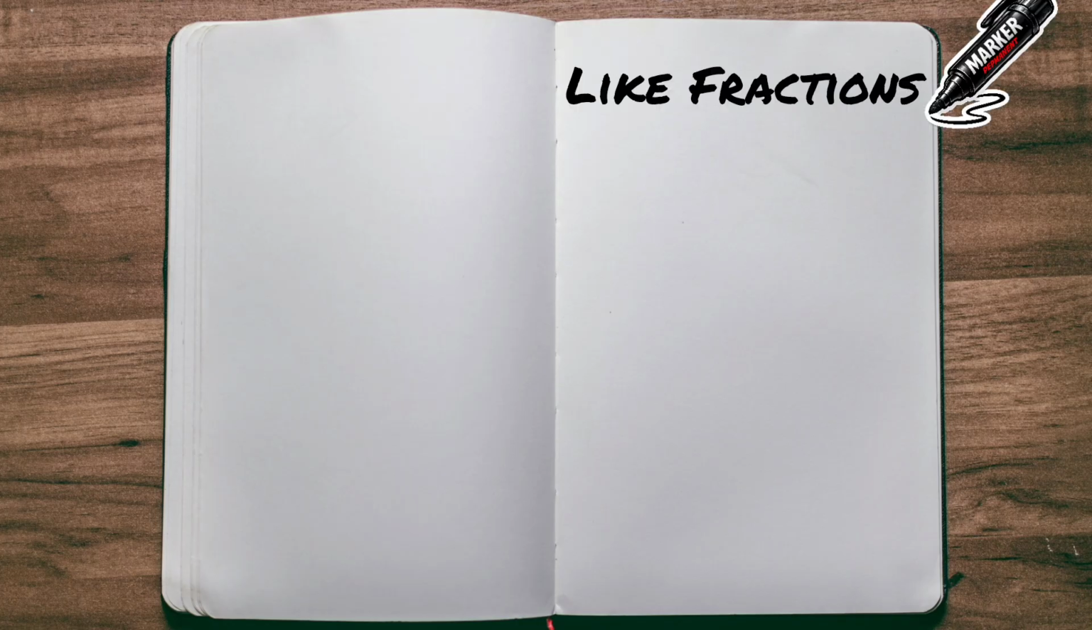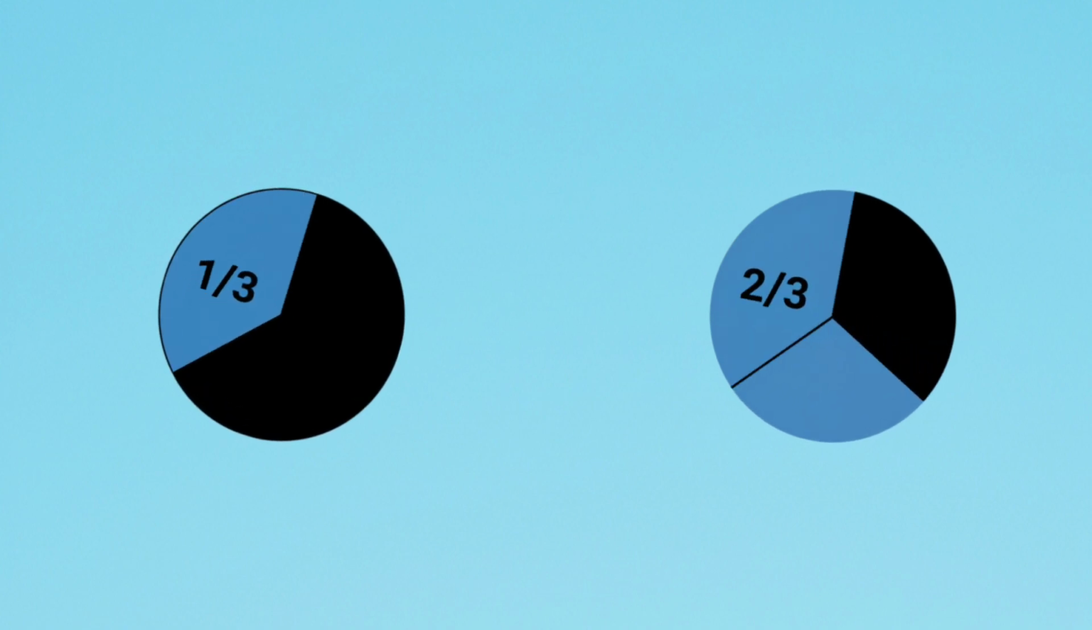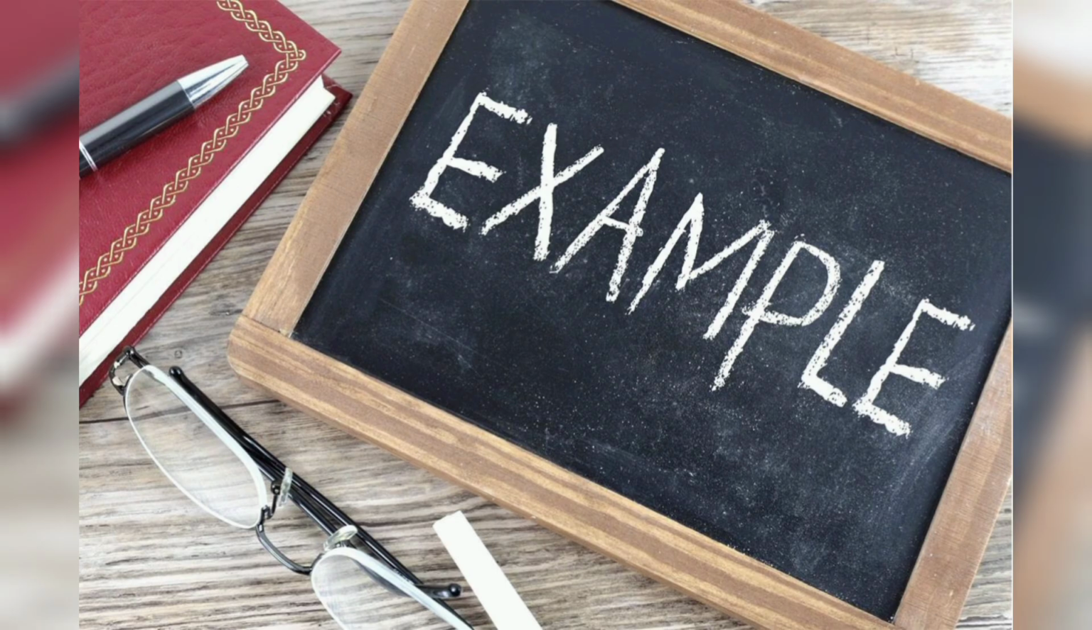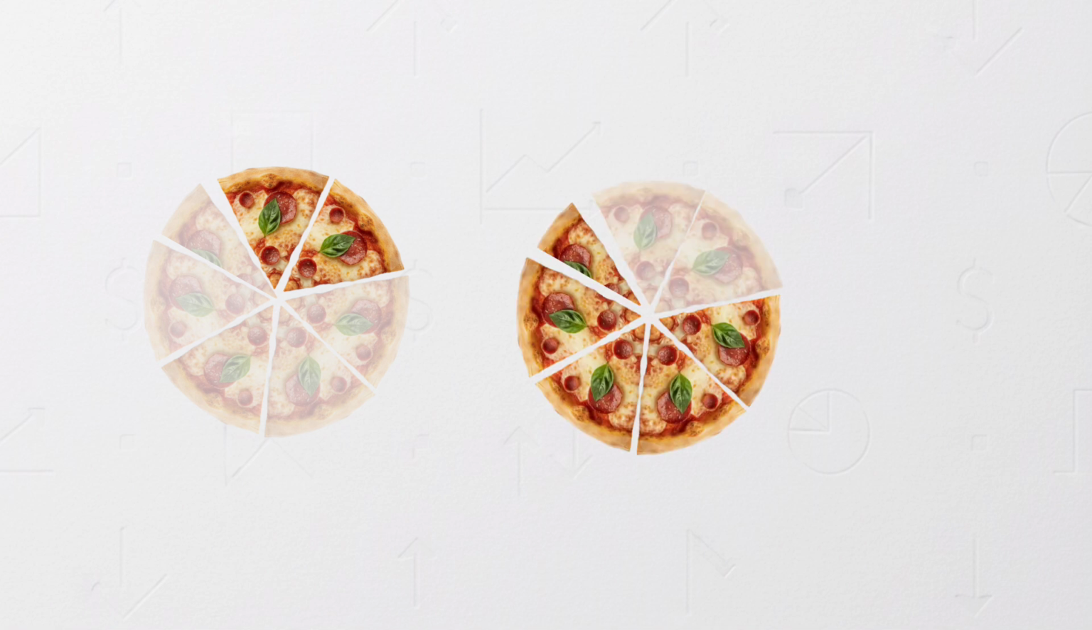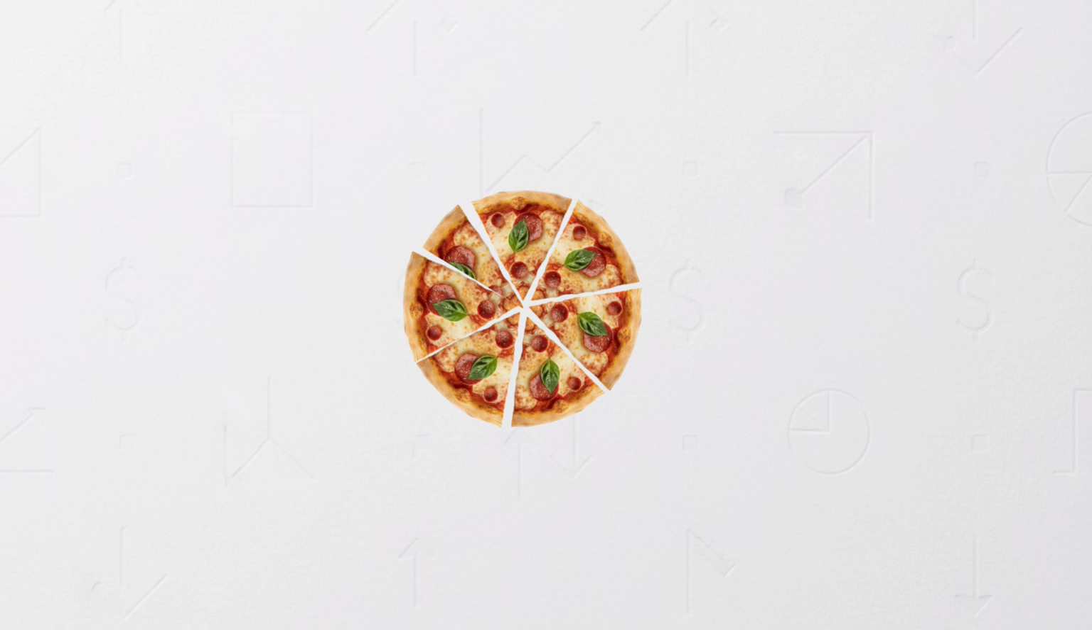Now we have like fractions. These are fractions with the same denominator, or the same bottom number. That means the parts are the same size, which makes them super easy to compare or add. Example: 2/7 pizza and 5/7 pizza. Together, that's 7/7, which equals 1 whole pizza.